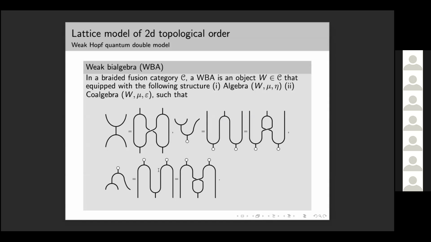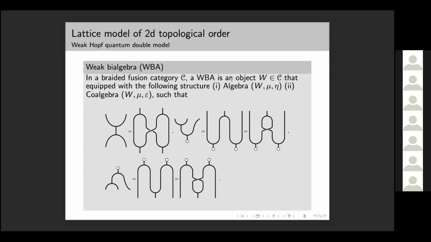let us first introduce the notion of the Hopf algebra. To define the Hopf algebra, we first need to define the weak bialgebra. Here we give a definition for an arbitrary given braided fusion category. In this braided fusion category, a weak bialgebra is an object in this category equipped with two structures.